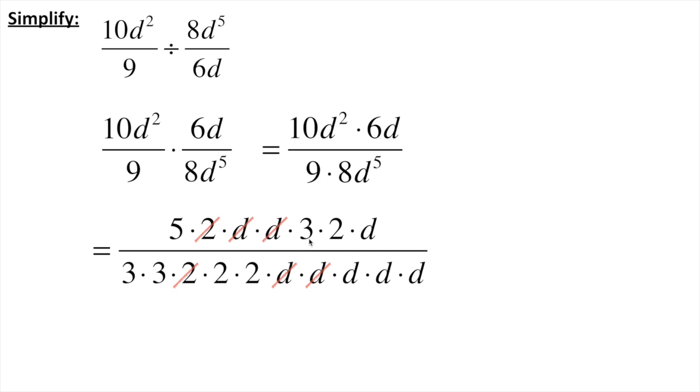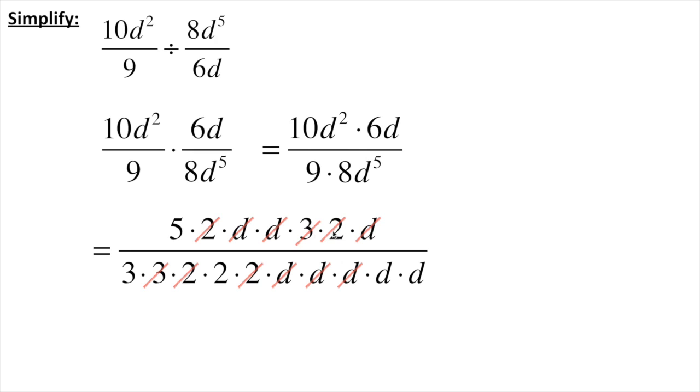Going further down the line here, I've got a 3. I know I've got a 3 on top and bottom I can cross off. This is all we're really looking at, something that exists on top and bottom that we can just cross off. I know that I have another 2 over here I can cross off, so I'm going to do both of those. And then, of course, I have a d on top and bottom that I can cross off as well.